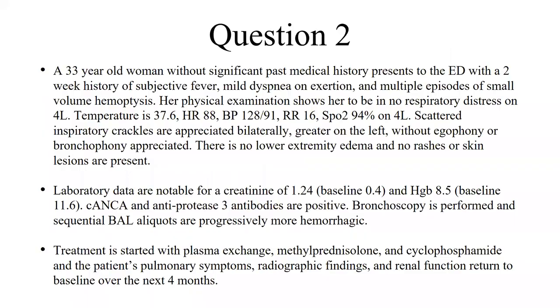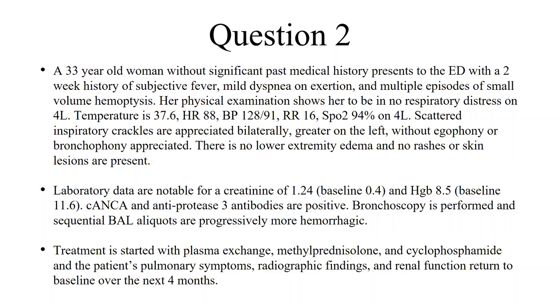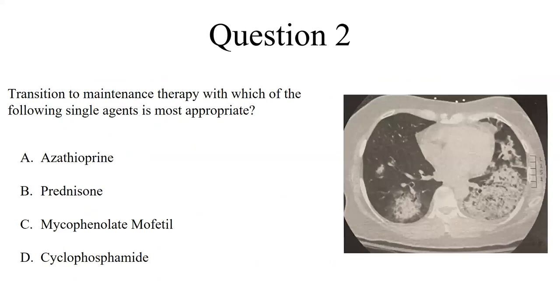All right, question number two. This is quite a long stem, so I'll let you guys read it and let me know when I can change the slide. So this is the CT scan for this patient. The question is, transition to maintenance therapy with which of the following single agents is most appropriate? What do you guys think?